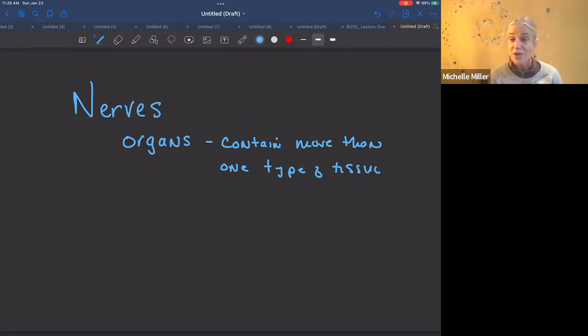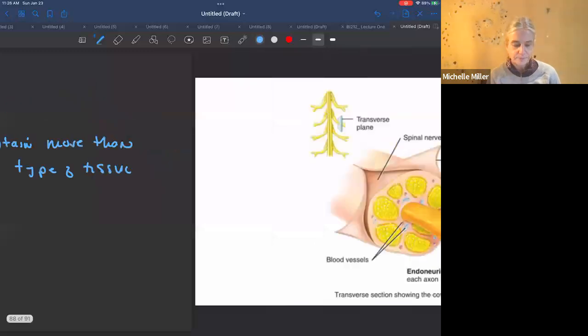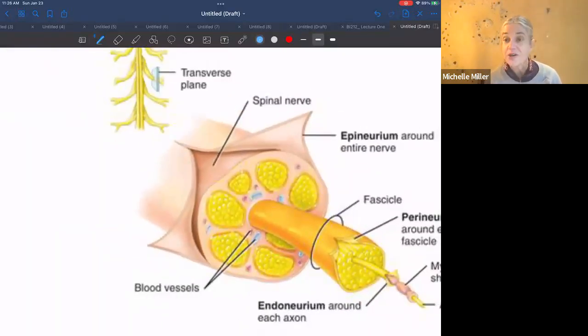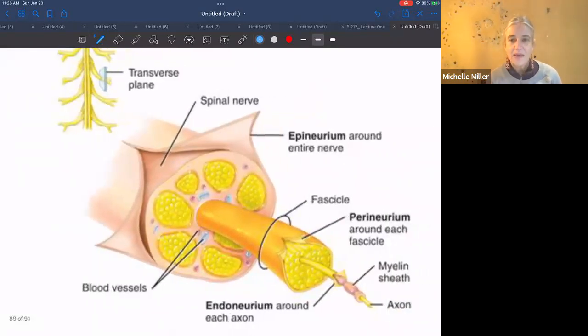So, let's look at the structure of a nerve. In this diagram, we see a large spinal nerve. We can see the epineurium, which is connective tissue that surrounds the whole nerve. It is white in color because it's connective tissue. And you can see that there are also blood vessels in the nerve as well.